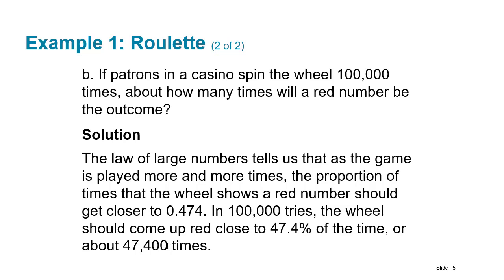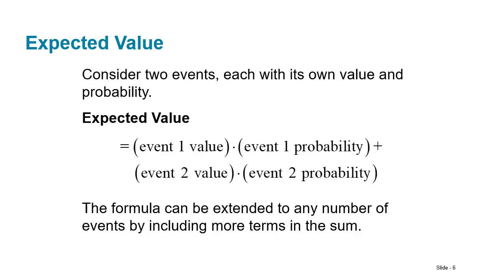I mean, even if it's off by 10 or 20, that's a pretty small amount when you're talking about numbers as large as 47,000, right?